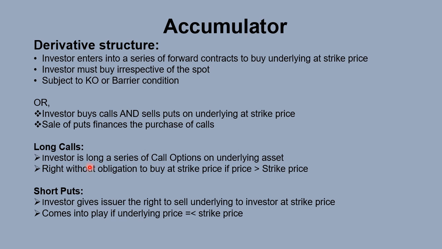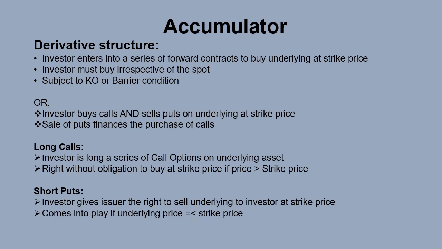The investor is long a series of call options on the underlying asset that he is accumulating. The call options enable the investor to buy the underlying asset at the strike price if the price of the underlying is higher than the strike price. By selling puts, the investor gives the issuer the right to sell the shares to the investor at the strike price, even if the price of the underlying is below the strike price or at the strike price.